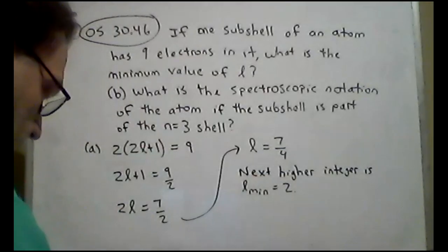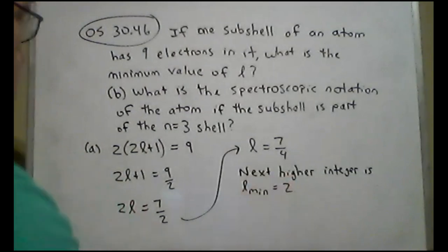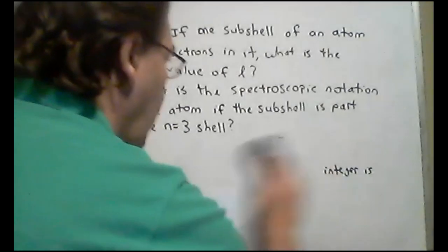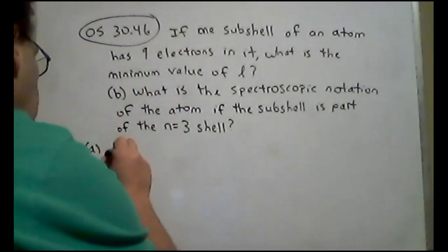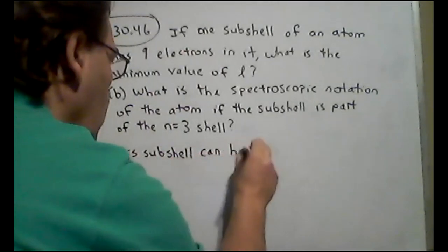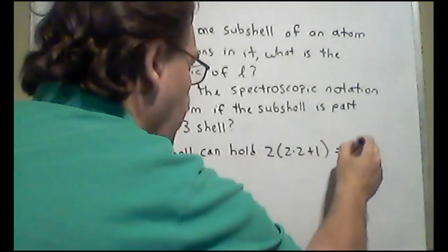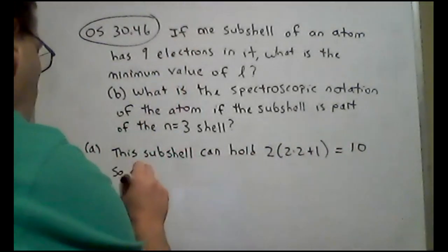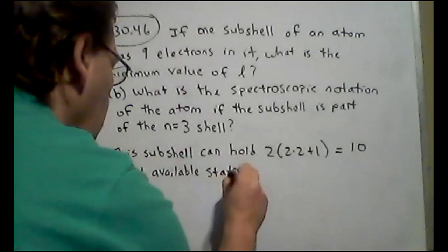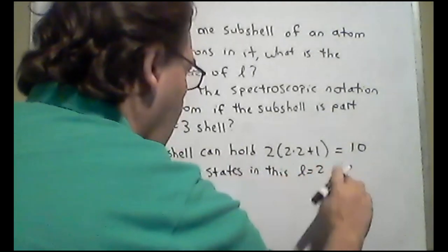So again, L min is 2. All right. And so how many possible electrons can actually go into that subshell, when we see there's 9 here? If L equals 2, this subshell can hold 2 times 2 times 2 plus 1, or 2 times 5 is 10. So all available states in this L equals 2 subshell are occupied except one.